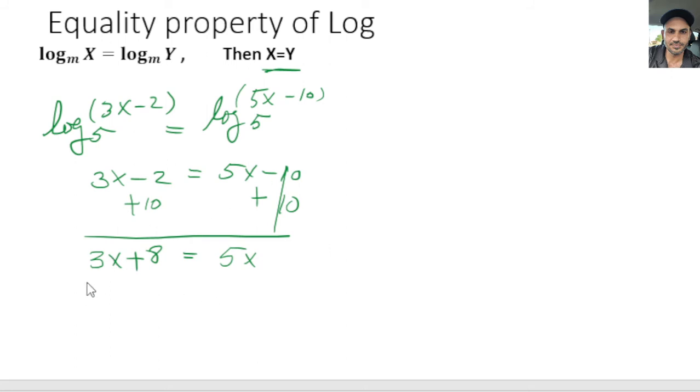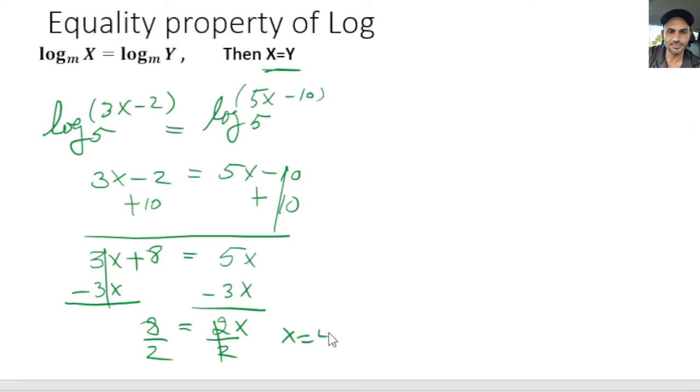And now we get rid of this 3x from this side by subtracting it. So if we do it on one side, we do it on the other. So this is gone. Now here we are left with 2x when we subtract 3 from 5, and on this side we are left with still 8. And now we divide by 2. So x is equal to 4. All right.